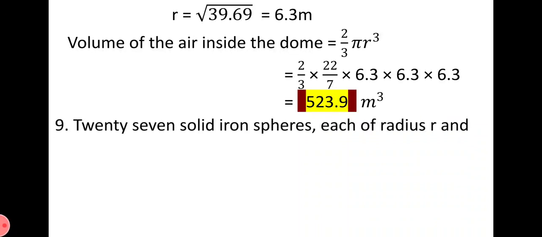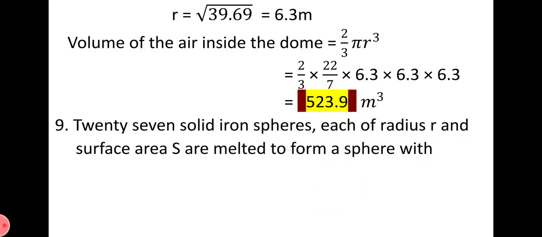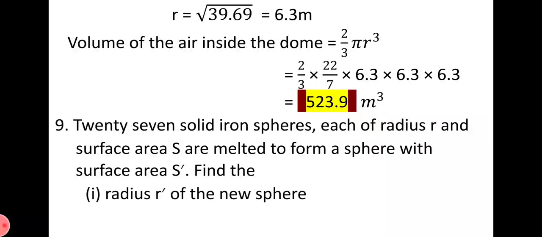Question number 9. 27 solid iron spheres, each of radius r and surface area s, are melted to form a sphere with surface area s dash. Find the radius r dash of the new sphere, and number 2, the ratio of s and s dash. According to the question, one sphere which has radius r and surface area s is melted to form another 27 solid iron spheres who have surface area as s dash.